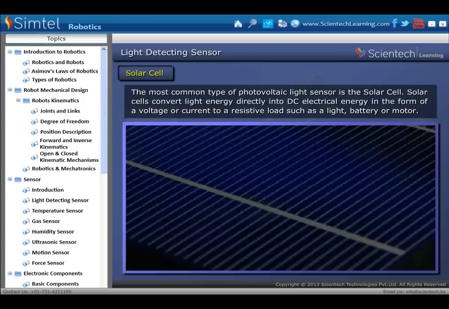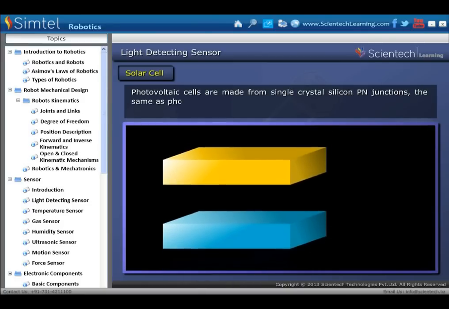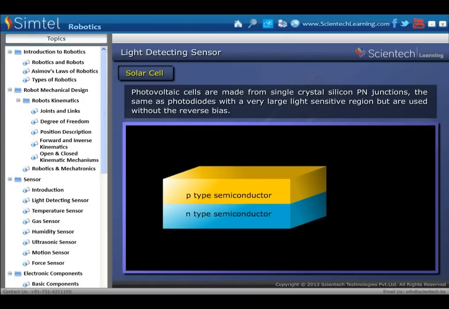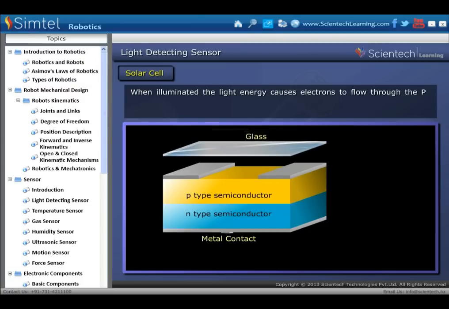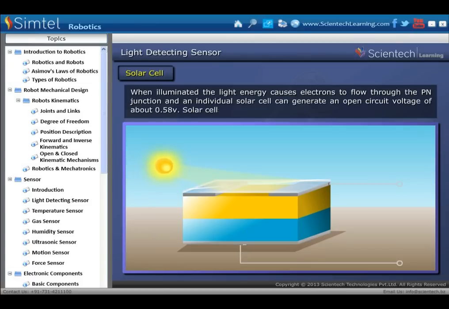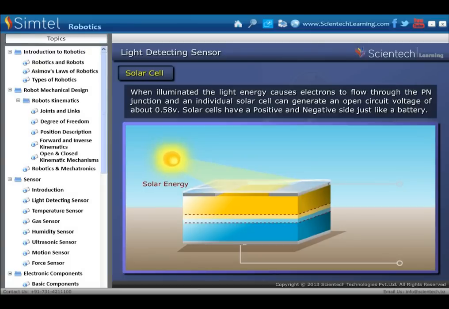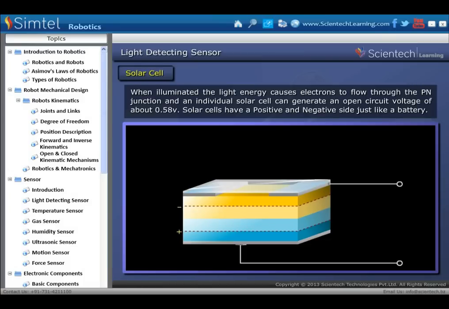As we see in the animation, photovoltaic cells are made from single crystal silicon p-n junctions, the same as photodiodes with a very large light-sensitive region, but are used without the reverse bias. When illuminated, the light energy causes electrons to flow through the p-n junction, and an individual solar cell can generate an open circuit voltage of about 0.58 volt. Solar cells have a positive and negative side, just like a battery.